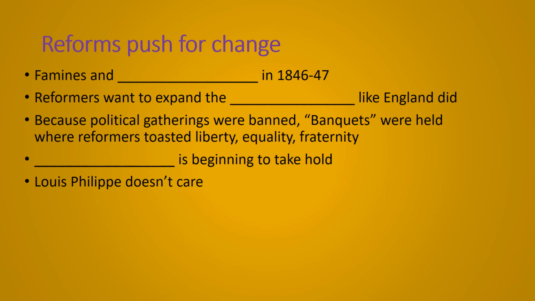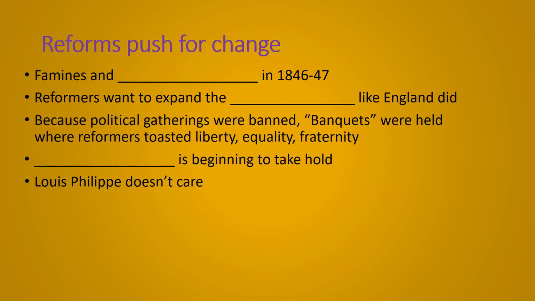At the same time, 1846, 1847, bourgeois liberals started holding big parties called banquets. Now, political parties were forbidden, but having a banquet where you just happen to do toasts, in which you toast liberty, equality, fraternity, the right to work, all of those things, those were not.